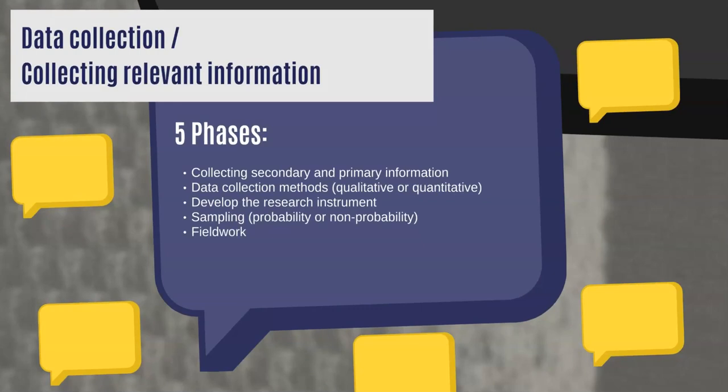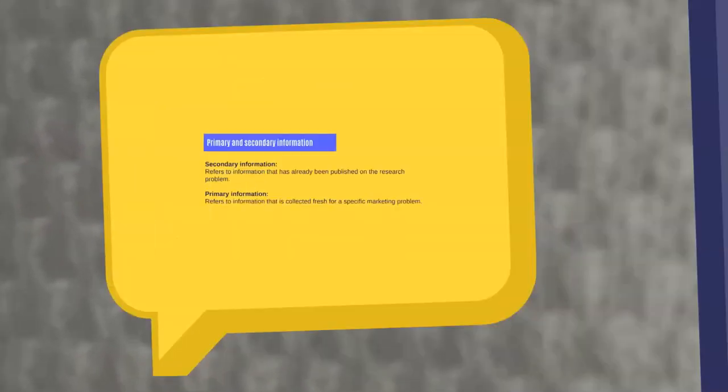It's the same thing. So now you collect your data. Collecting the data has 5 phases that you can see on the screen. So first of all, collecting secondary and primary information, data collection methods, again, qualitative versus quantitative, then develop a research instrument, sampling, probability versus non-probability, and fieldwork. Let's have a look at these 5 phases.